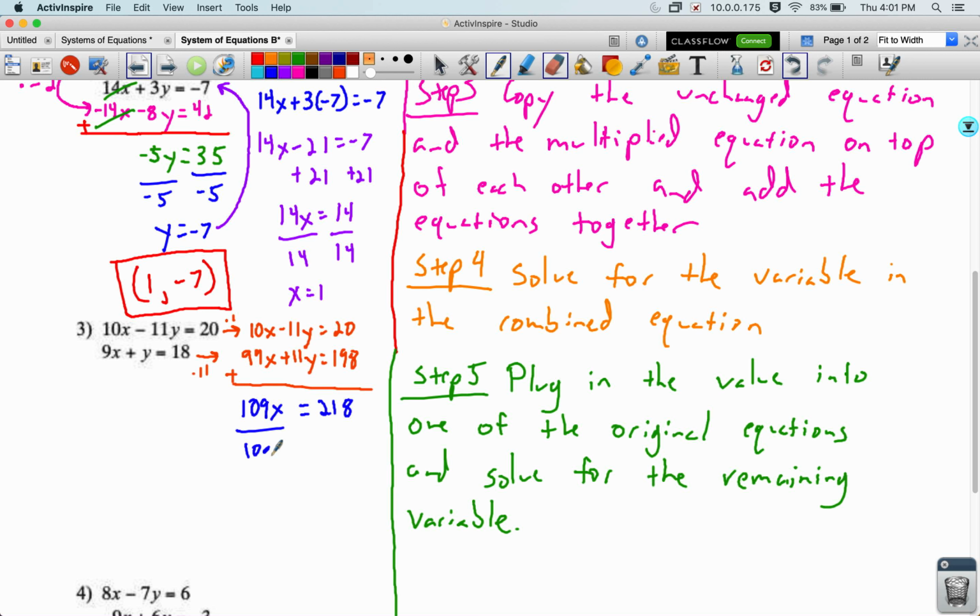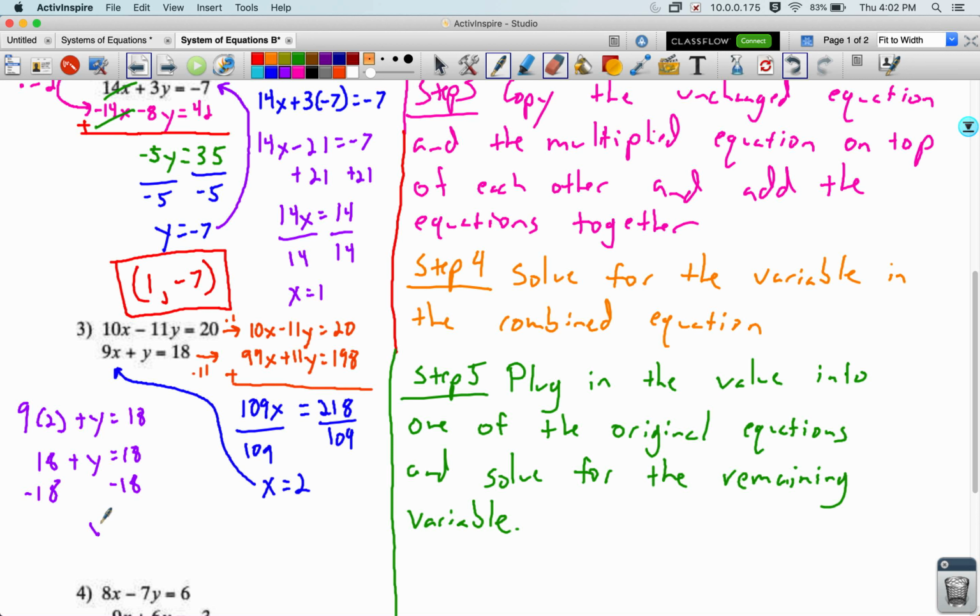Divide by that 109, and that divides in nicely to get that x equals 2. Plug that 2 back in wherever we want. How about right there? We get 9 times 2 plus y equals 18. 18 plus y equals 18. Minus 18, minus 18. y equals 0. Write it as an ordered pair. 2 comma 0.